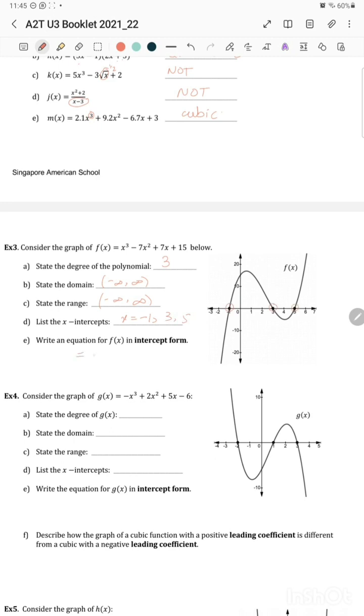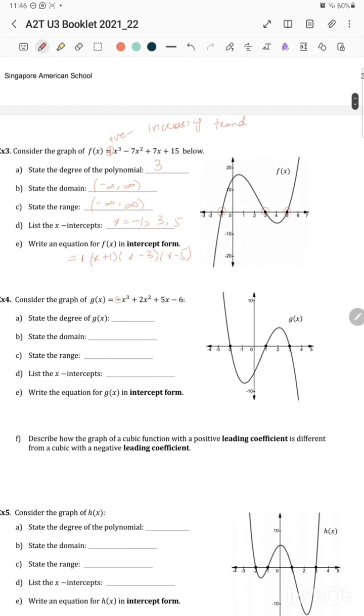So f of x can be written as x plus 1, x minus 3, x minus 5. And here the coefficient of x cube is +1, so a would be 1. 1 is very important because it means the function is positive. It means increasing trend. If there is a positive number here, it means it is increasing. So you can see here it is a negative number. Negative means decreasing. So it is decreasing here.